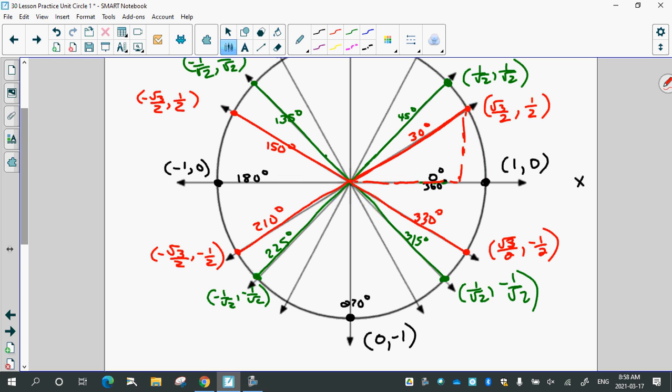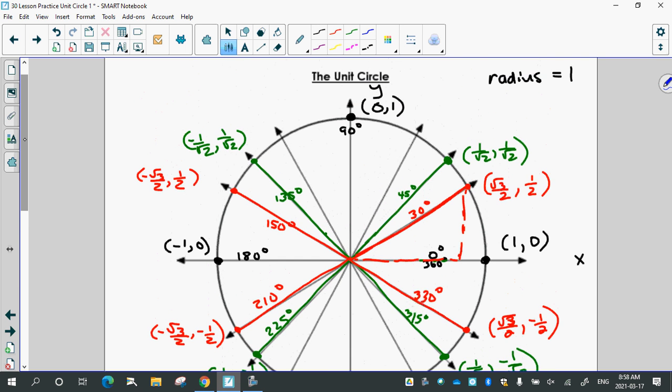Okay, and now we're going to do the 60-degree triangles. They're 60 degrees away from the x-axis, all four of them. So your third color.